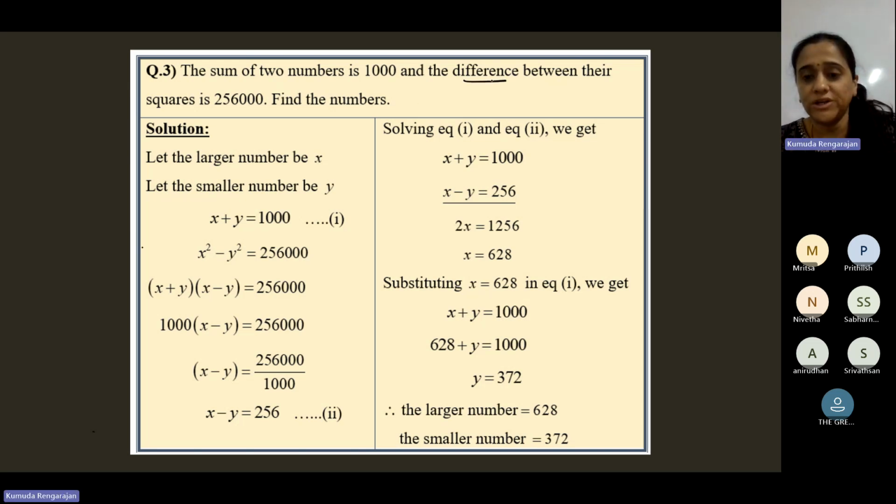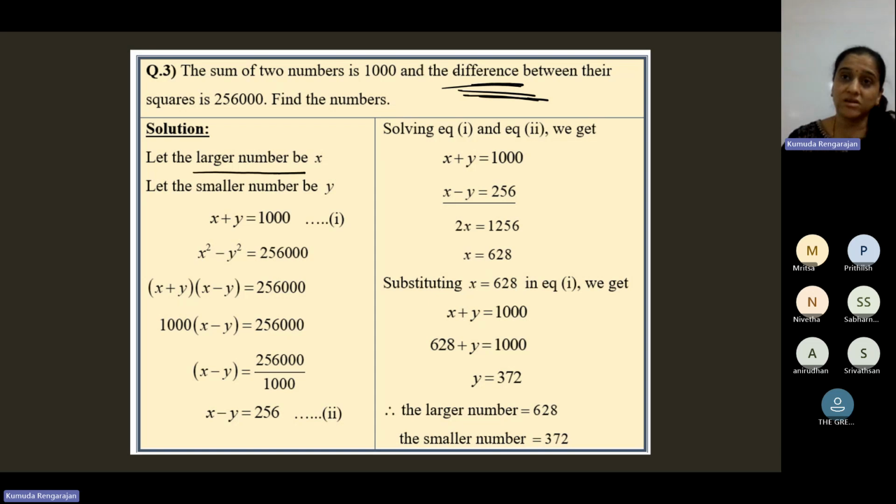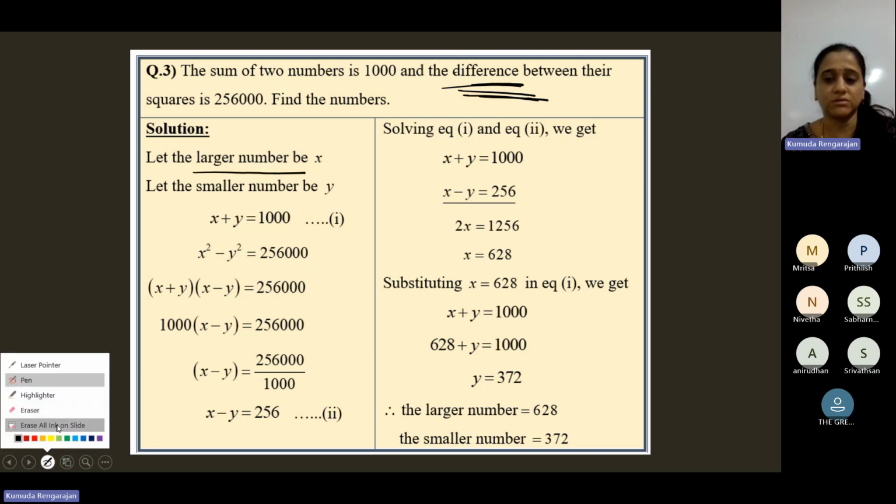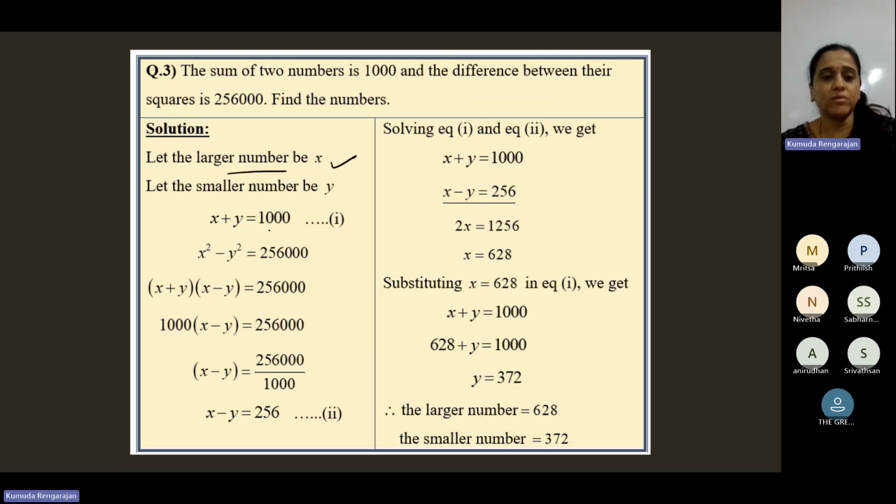Whenever you have this word difference in the question, you should be very specific with your assumption. Let the greater number be x, let the smaller number be y. Difference is always the bigger one minus the smaller one. You should not say let one number be x, other number be y. You must say let the larger number be x, or you can even say let the smaller number be x and the larger number be y, whatever. But you should be specific with your assumption.